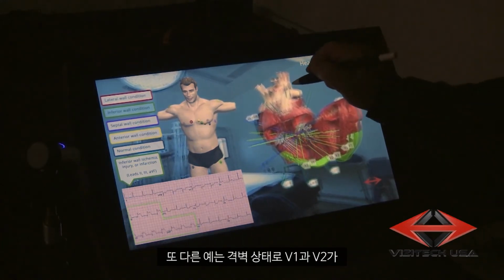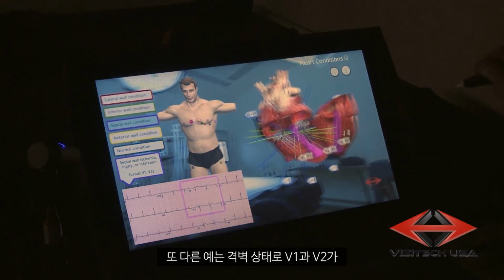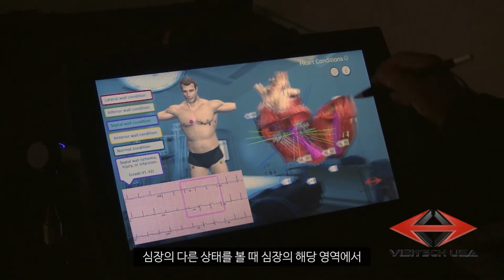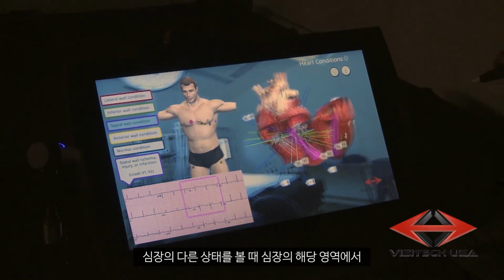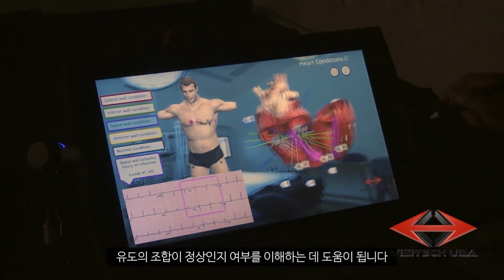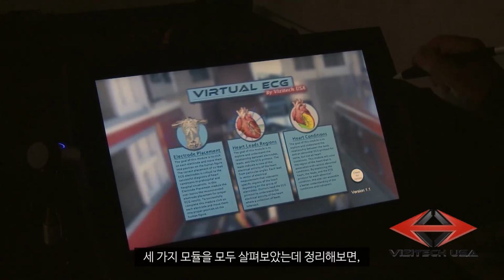Another example is when you look at the septal wall condition, you see that V1 and V2 are being used to measure the condition of the septal wall inside the heart itself. And so by looking at different conditions on the heart, you can understand which combination of leads help us understand what electrical activity is either normal or abnormal in that region of the heart. So that's Module 3. So we've looked at all 3 modules.